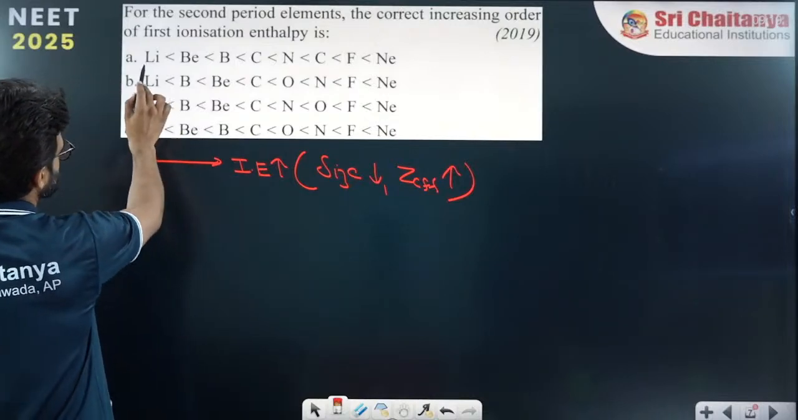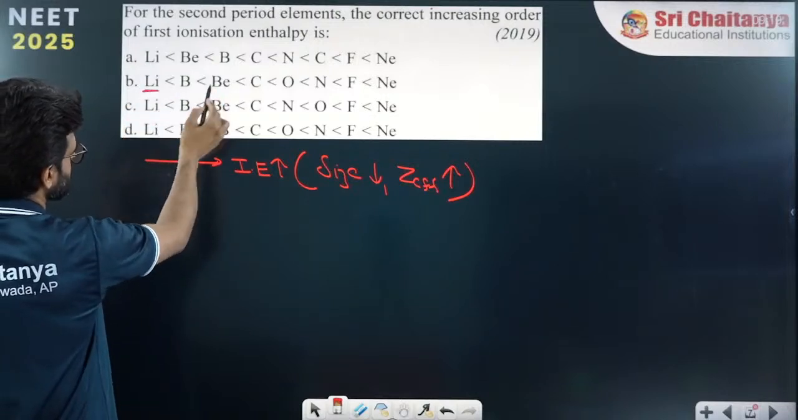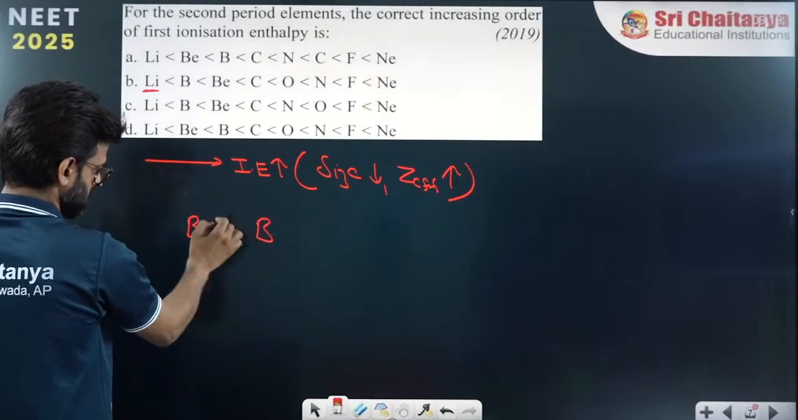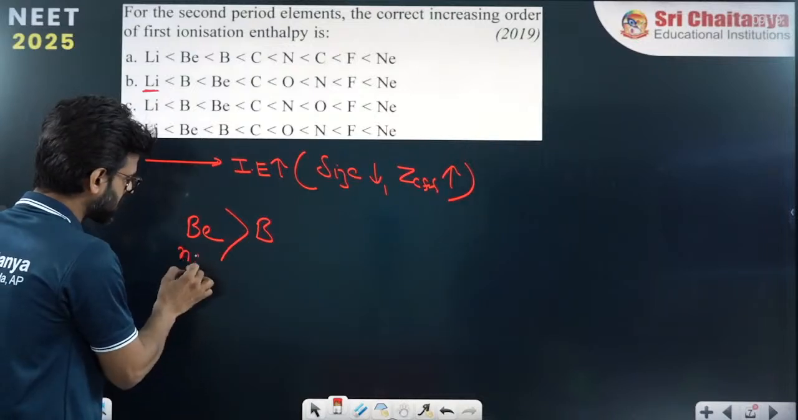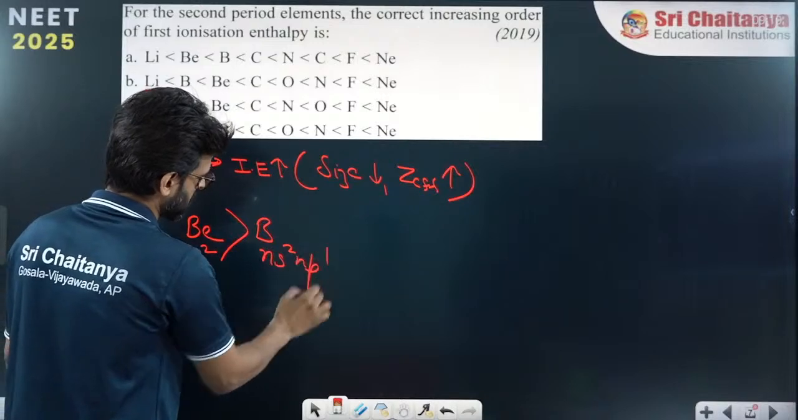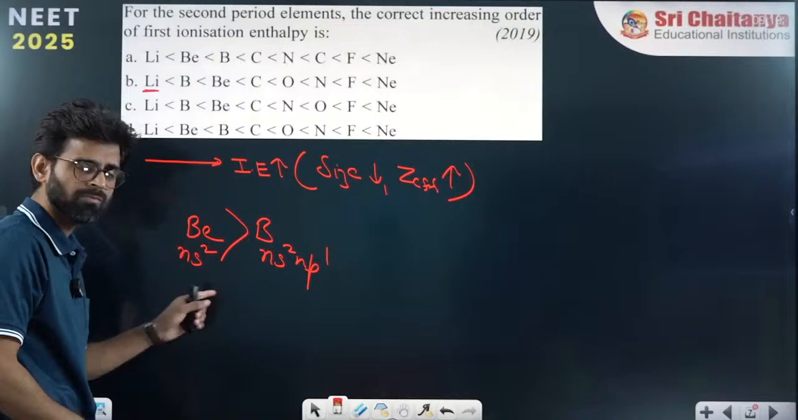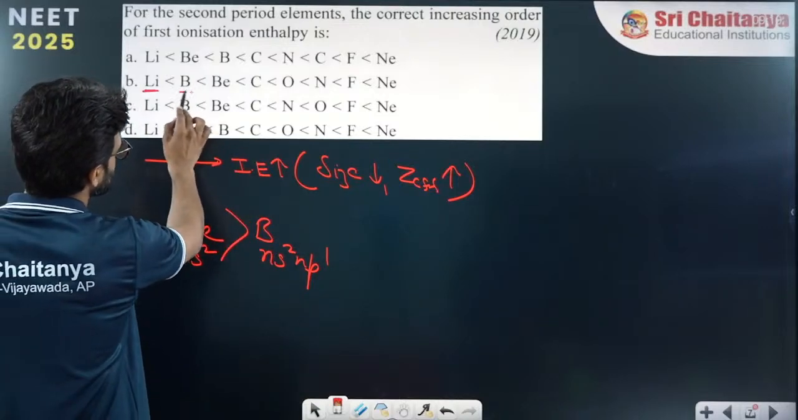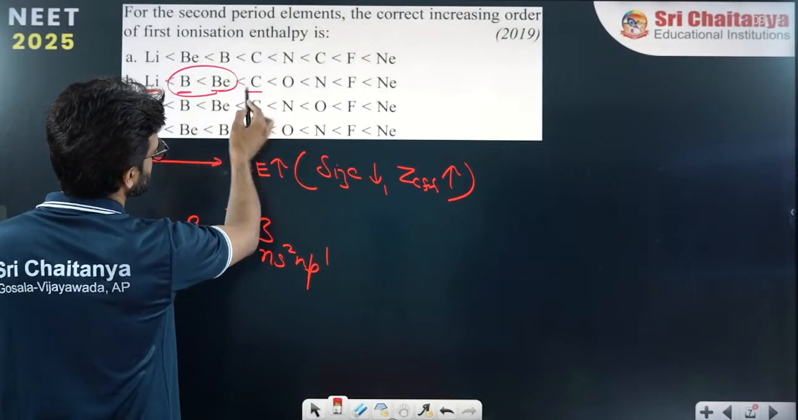If you check, lithium is okay, lithium is fine. If you go further, there is an exception between boron and beryllium. Boron is less than beryllium because beryllium is ns2, whereas boron is ns2 np1. Because of penetration power and a stable configuration, beryllium has more ionization energy. That's why here you see boron comes before beryllium. This is the exception part. Now carbon is okay.